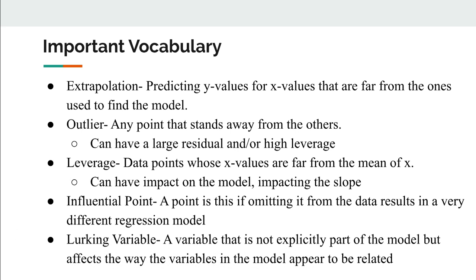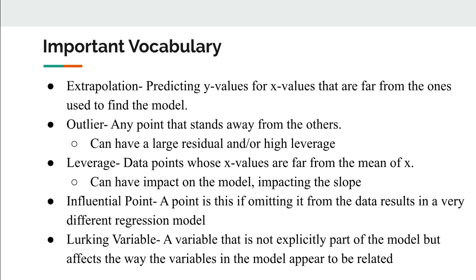Outliers, we know what these are. They're points that stand away from others. So these have high residuals and high leverage. We don't want outliers, and if we do have them, usually we have to do some special stuff specifically for them. Leverage points are data points whose x values are far from the mean of x. These points can affect the model and change the slope of the line of best fit.